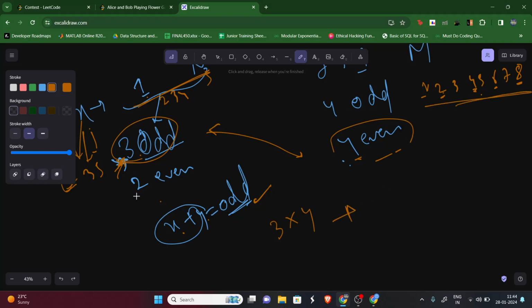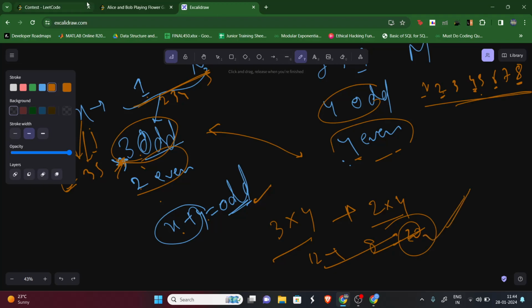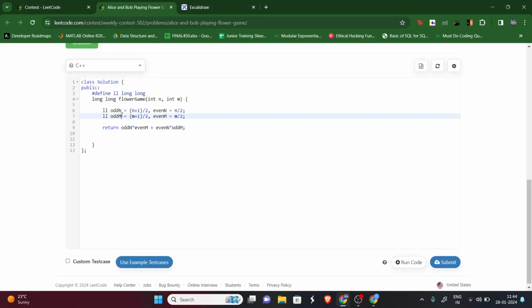Similarly, we can choose x as even and y as odd. So in that scenario, what will happen? 2 multiplied by 4. So overall, it will become 12 plus 8, that is 20. Okay, so I hope this is clear to you. Now, the solution is very simple. We have just calculated the number of odd numbers between 1 to n and even numbers between 1 to n. Similarly, odd numbers between 1 to m and even numbers between 1 to m. Now we are multiplying odd n into even m because overall we need an odd sum, and similarly even n into odd m. Okay, let's try submitting the solution.